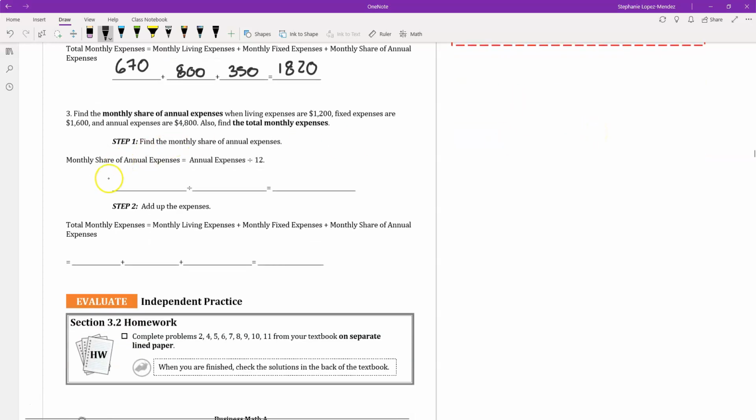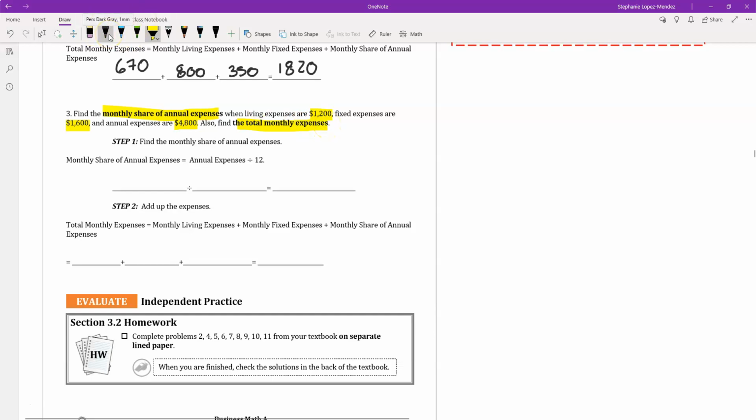Now we go to our next example. It says, find the monthly share of annual expenses when living expenses are $1,200, our fixed expenses are $1,600, and our annual expenses are $4,800. We also have to find the total monthly expenses.